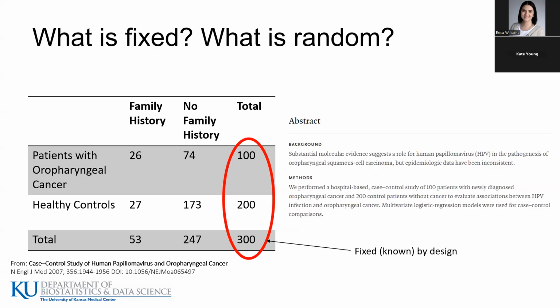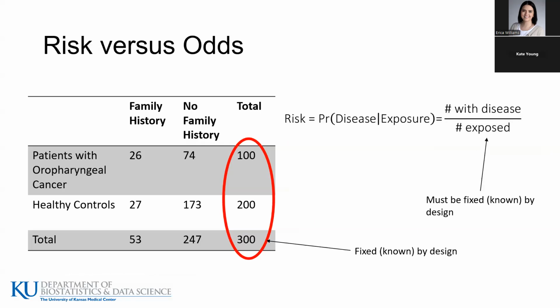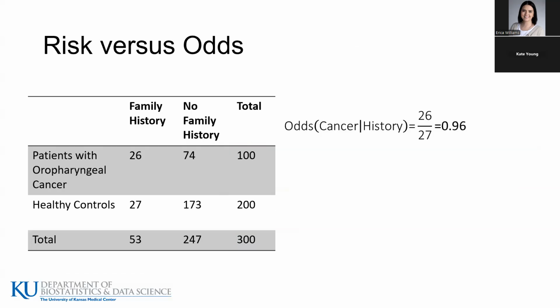So we have about a third of the patients here with cancer. Here the risk is the number with disease versus the exposed. But again, the risk is not appropriate for this type of study because this number that's exposed is not fixed by the design. It's the number with the disease that's fixed. So here we would have to estimate the odds ratio as our outcome variable.